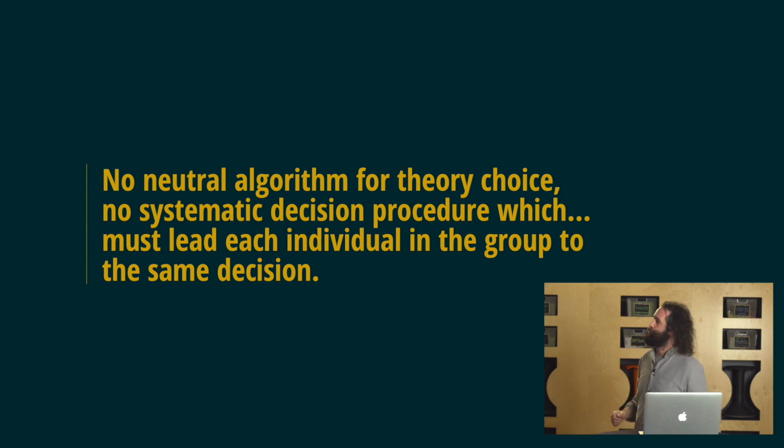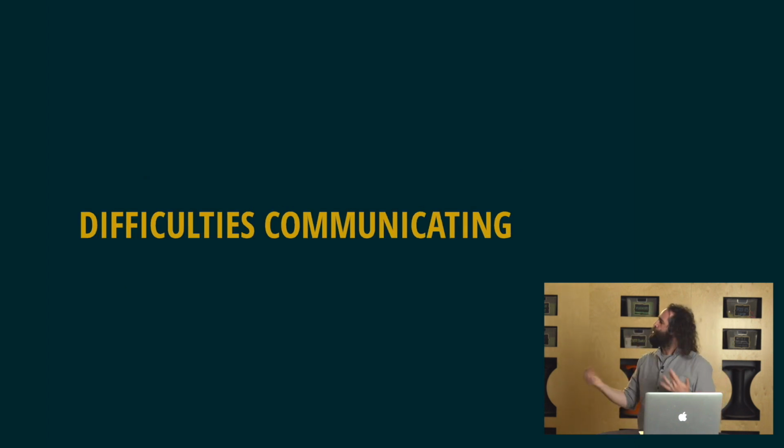Now, this might seem a little strong. I mean, is it really the case that we have no way of judging between Einstein's relativity and Newton's physics? So maybe Kuhn's being a little strong here, and we need to have something a little weaker. And Kuhn offers us that. He says that incommensurability could also just be difficulties communicating.